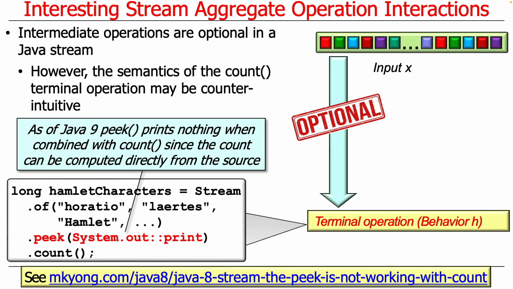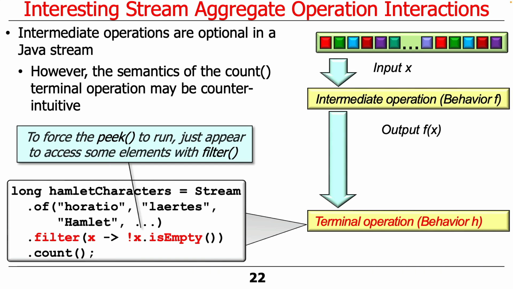So you just have to be aware that you can short circuit yourself to the point where certain operations don't get printed at all. Now, in this case, if you replace peek with map, map can have side effects, so then it won't omit it. But peek will just be elided. That's the fancy word. If you really want to get peek to run, then you need to appear to access some things somehow, like by putting in a filter. But this is kind of a hack.